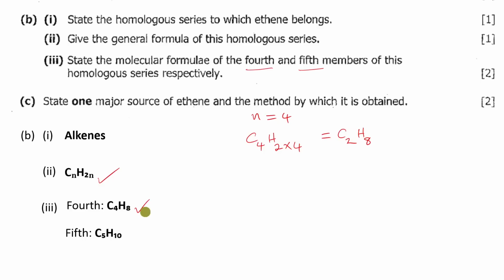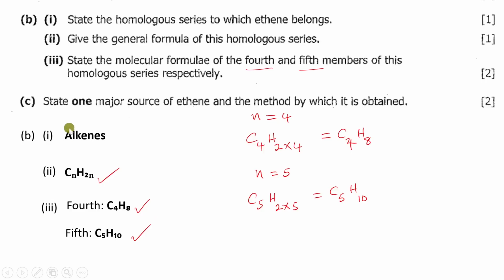Then for the fifth one, n is equal to 5. So I'll pick C and put 5, then H, 2 times 5, which is 10. Hence C5H10. So that's how it is done.